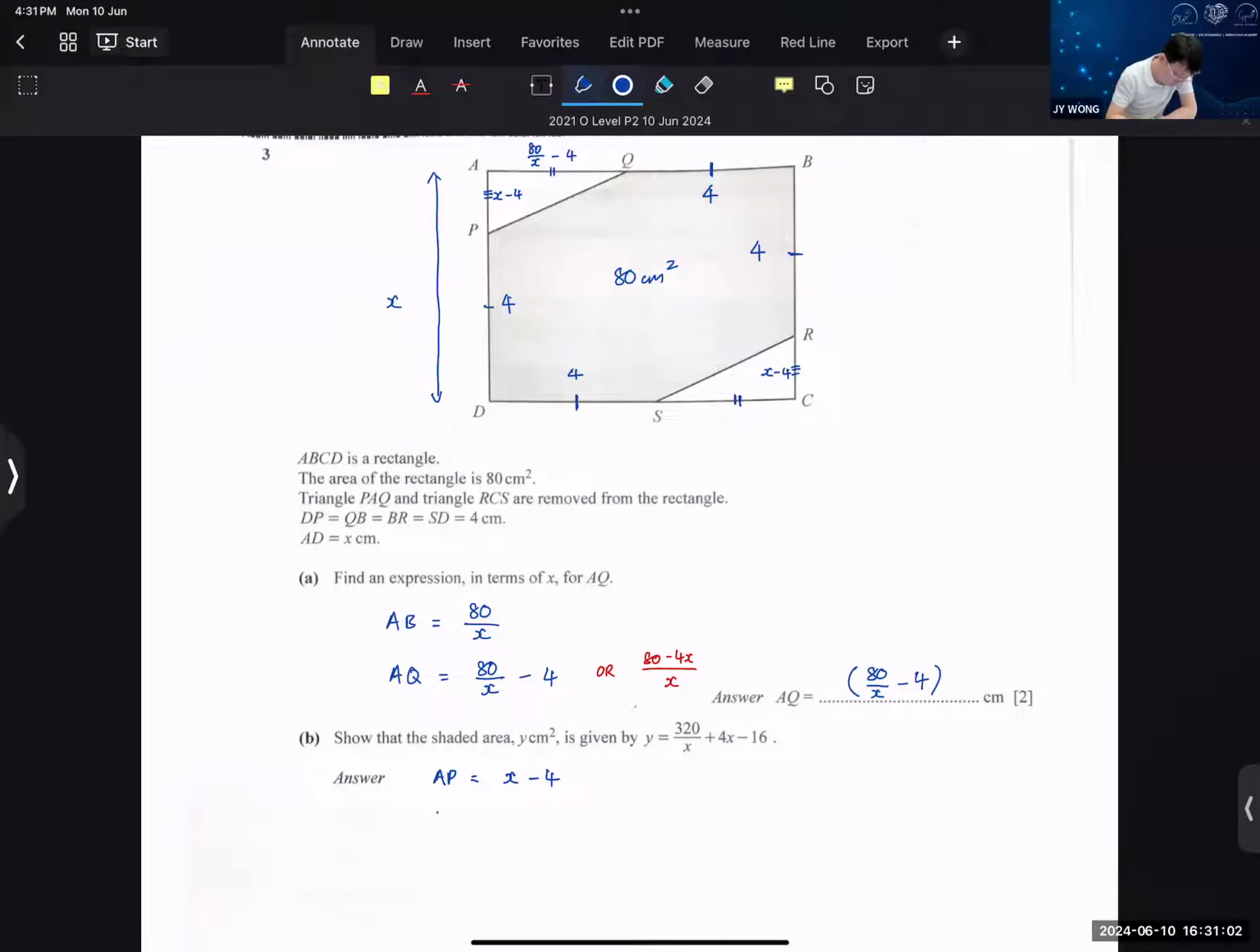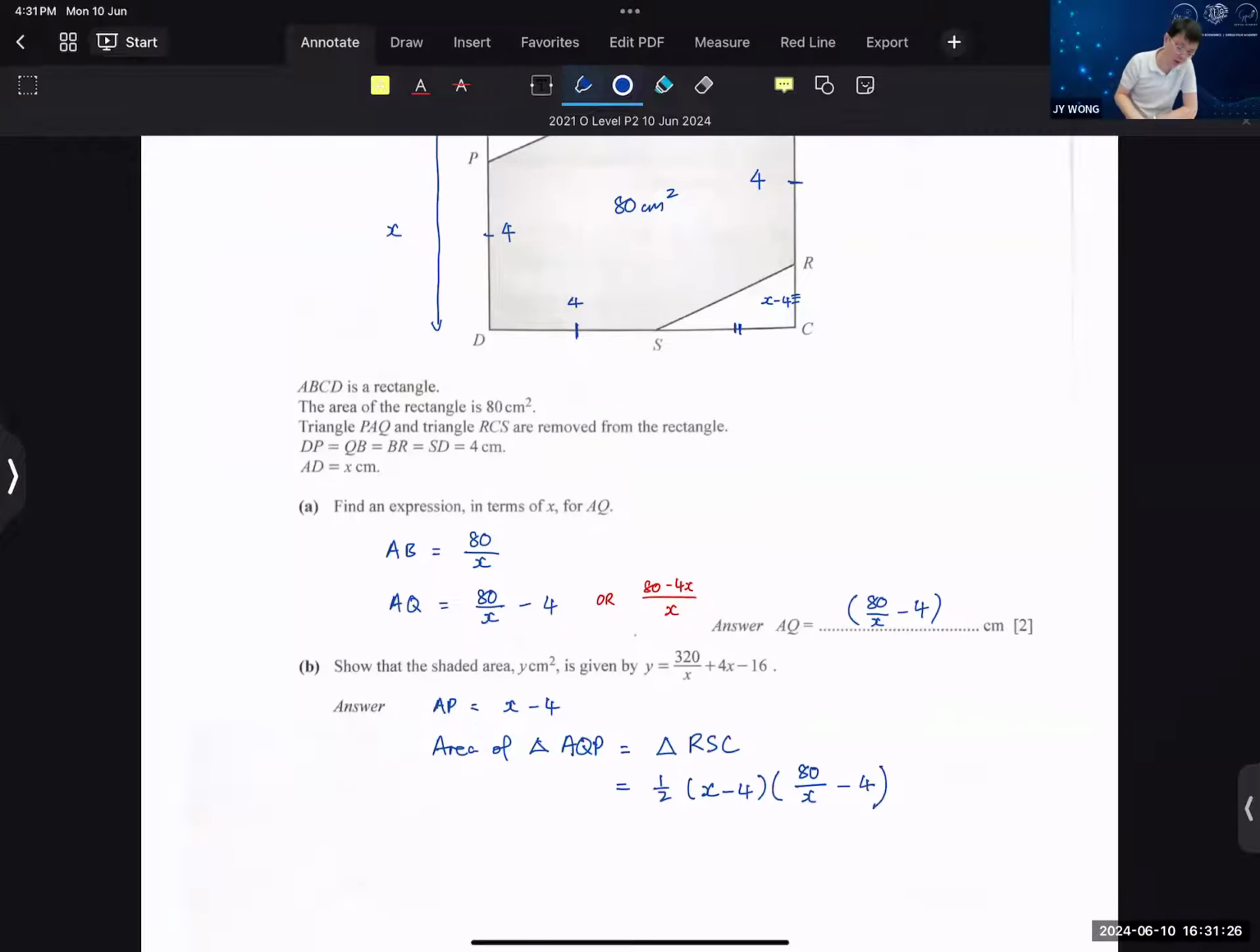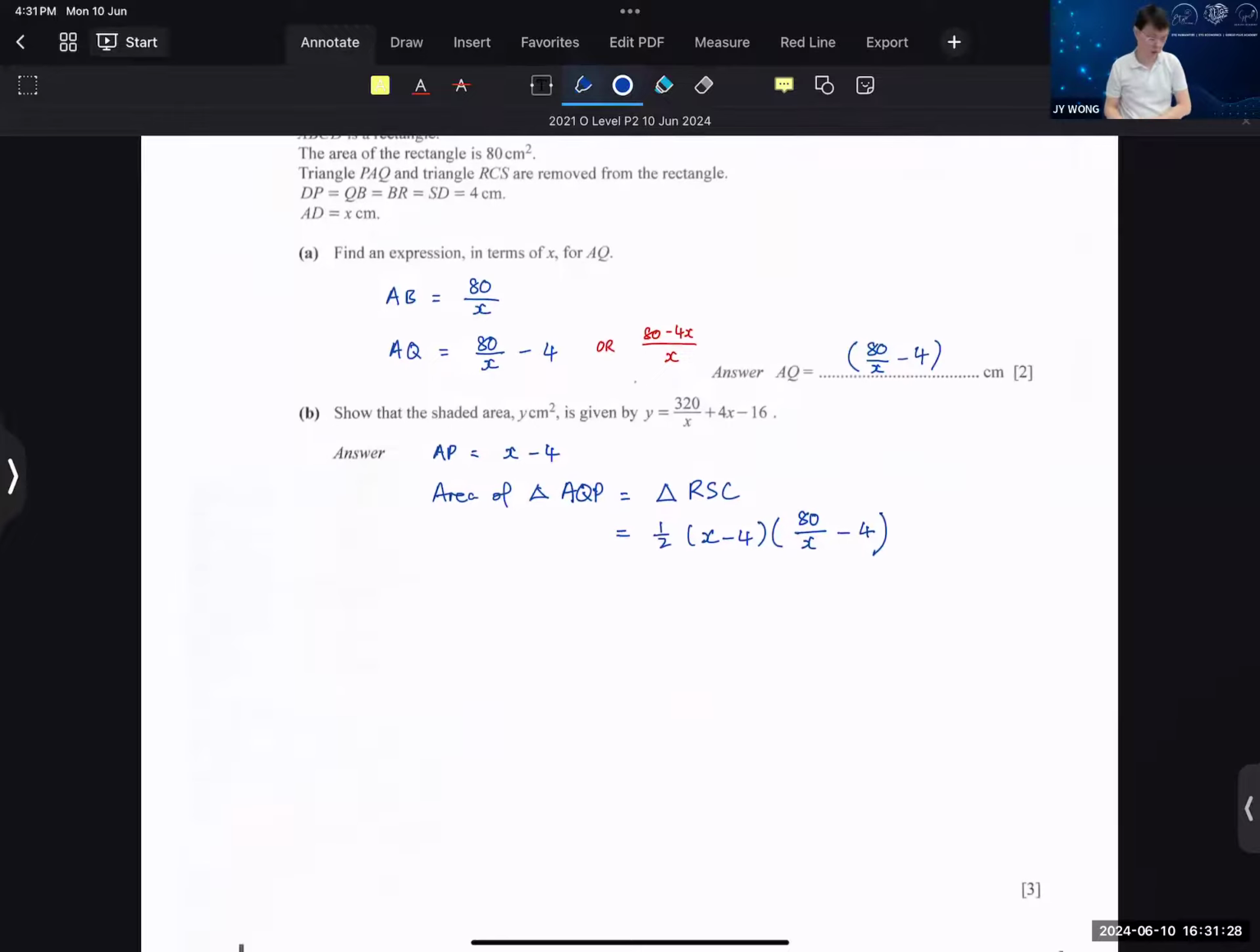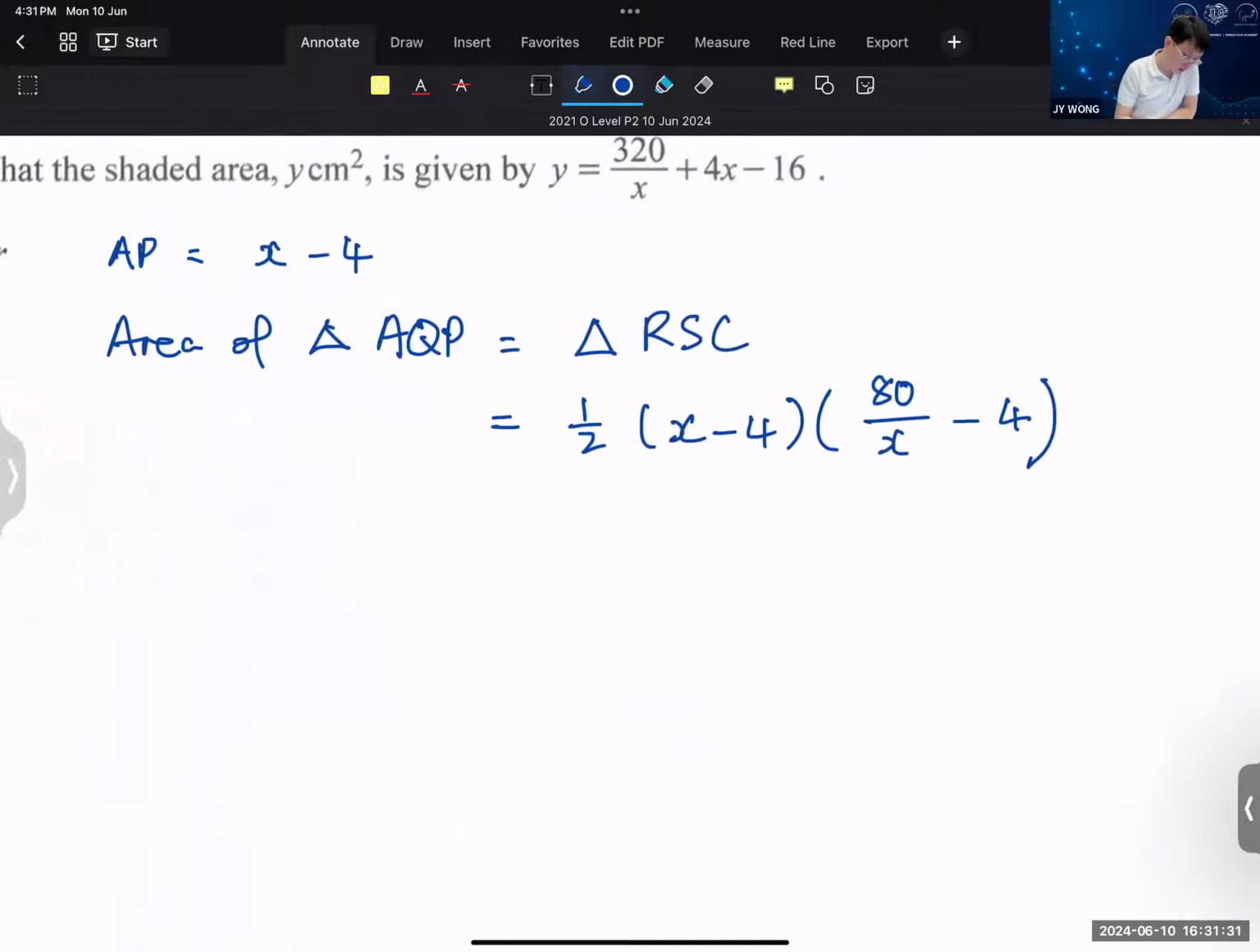And therefore, the area of triangle AQP equals the area of triangle RSC equals half times base times height. Okay, and this is maybe why some of you would have preferred to leave the answer as a single fraction, because you think it's easier to multiply. But either way, just multiply this out. So this times this times this.